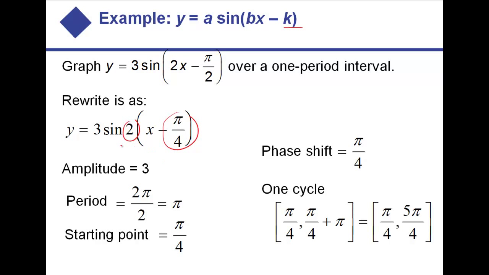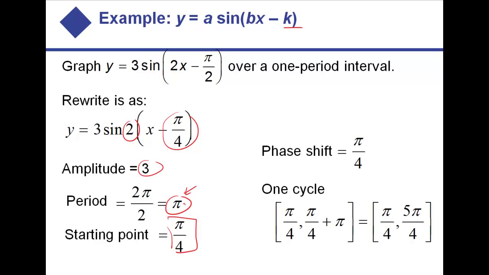All right, so there's our amplitude. We can identify that. 2 pi divided by 2, there's our new period. Our starting point, our K, is pi over 4. We take our cycle and we go from 0 to pi and we add everything. So now we're going from pi over 4 to 5 pi over 4.